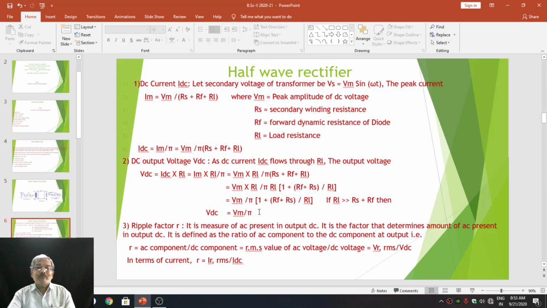So, DC current is Im upon pi and DC voltage is Vm upon pi as far as the half wave rectifier is considered. Now, the third factor we have to calculate is known as the ripple factor. The ripple factor is denoted by r, and it is the measure of the amount of AC present in the output DC. It is a factor used to measure the amount of AC present in pulsating DC. It determines whether a rectifier produces fully DC in the output or not. This aspect is measured by a factor known as the ripple factor.